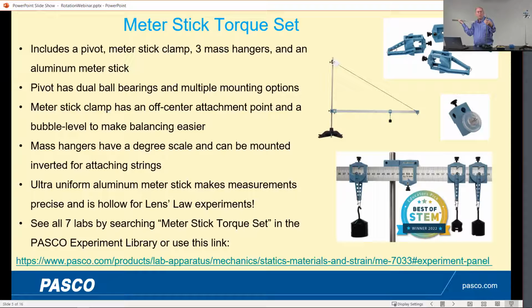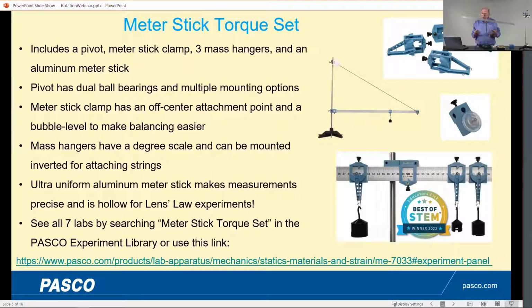So, meter stick. The aluminum meter stick is one of my favorite new things. And I should have mentioned this meter stick torque set was a winner of the Best in STEM award in 2022, this year.